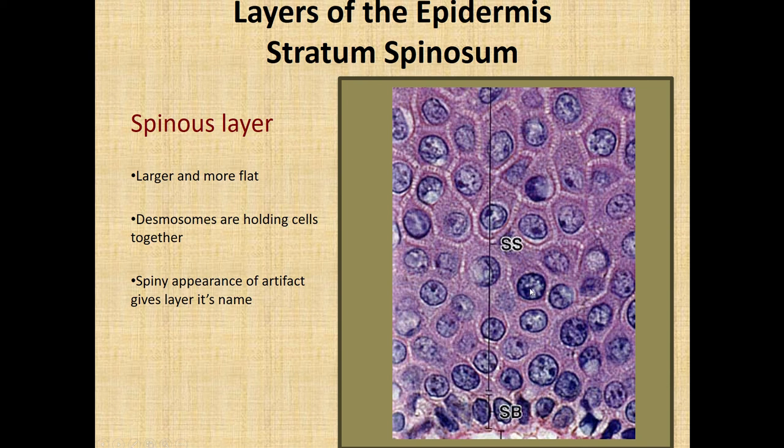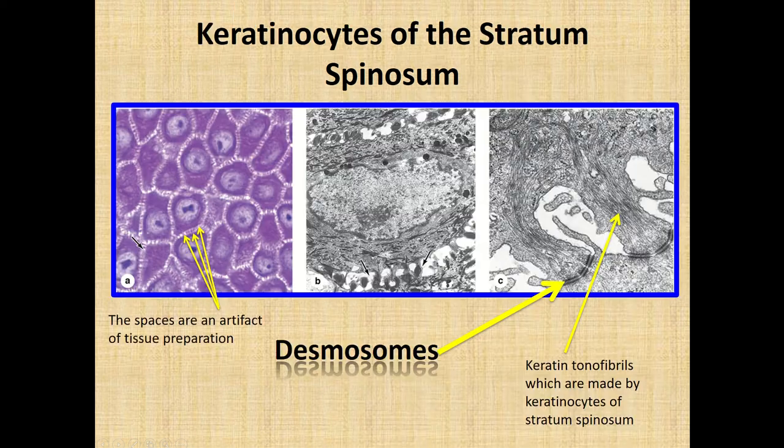I also want to note that in the deeper layers of the stratum spinosum, those cells are able to undergo mitosis, and so it's not exclusive to the stratum basale. However, as they migrate and develop further into the more superficial layers, those cells do not undergo any mitotic division.